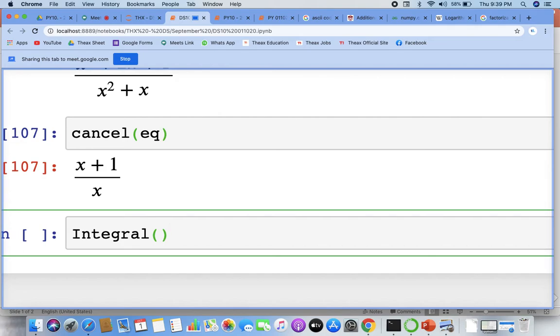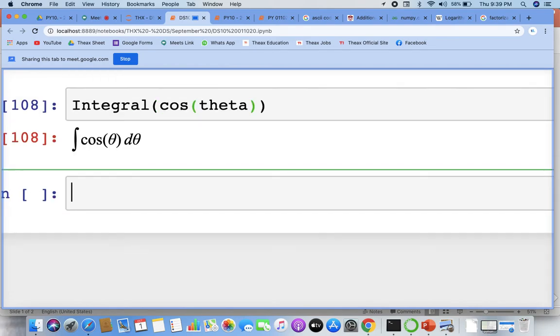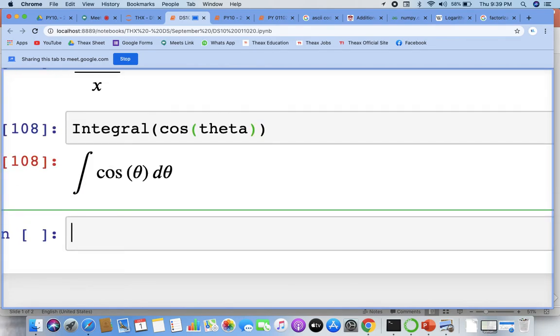So if I ask what is the integration of cos theta, I write the question as integral of cos theta. So what is the integral of cos theta? Minus sine theta. Wow.